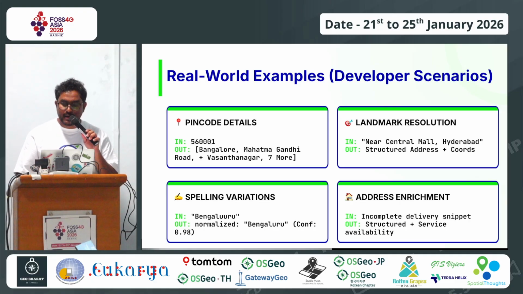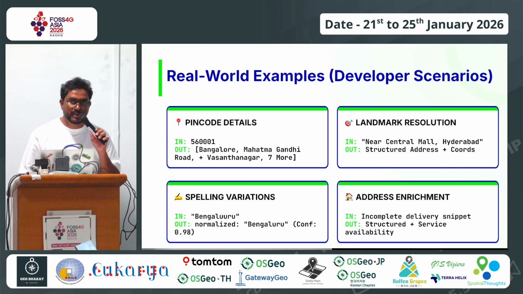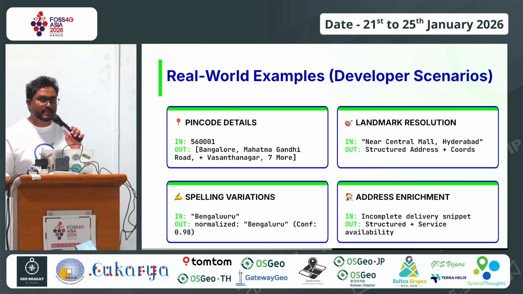Another is landmark resolution. Yes, people still write near Central Mall, but you can get a structured API response from this. That near means how near it is, where exactly it is located. You can always pinpoint it if you give that option. And some correction is available everywhere: auto correction and address enhancement. The spelling correction or near match, those things are available there as well.